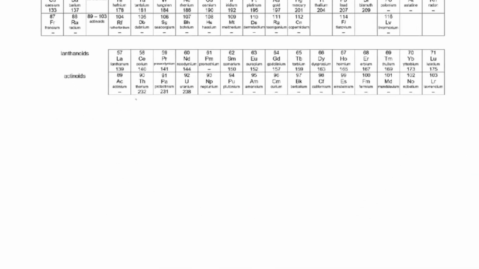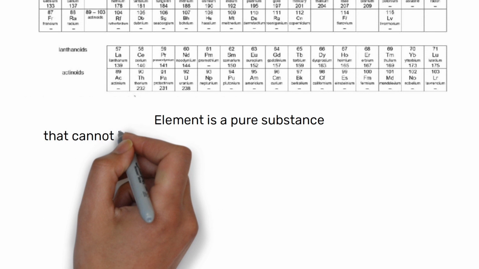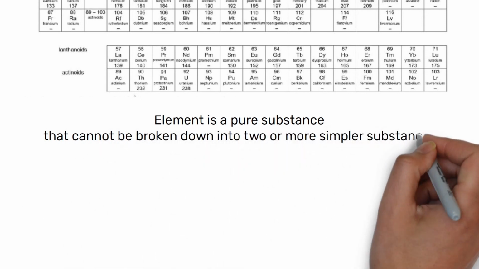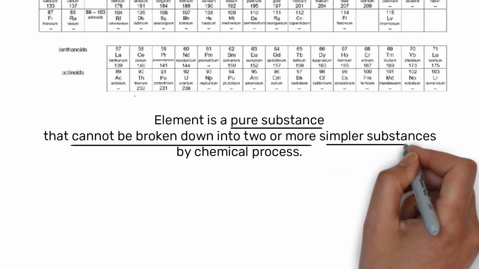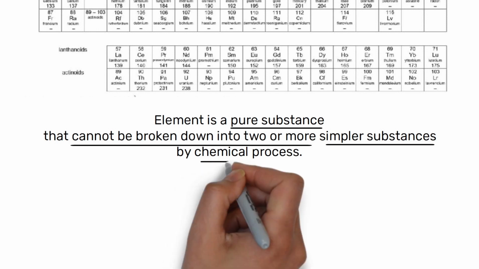And each element is a pure substance that cannot be broken down into two or more simpler substances by chemical process. So it's a pure substance, cannot be broken down into two or more simpler substances by chemical process.